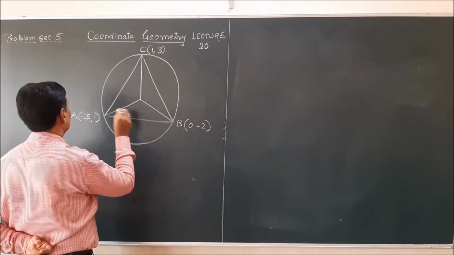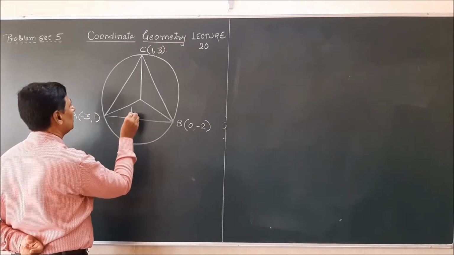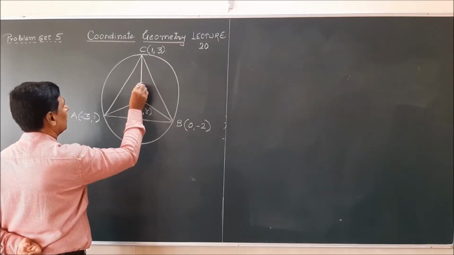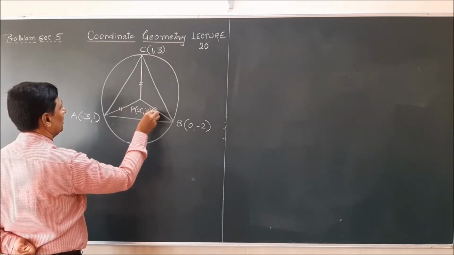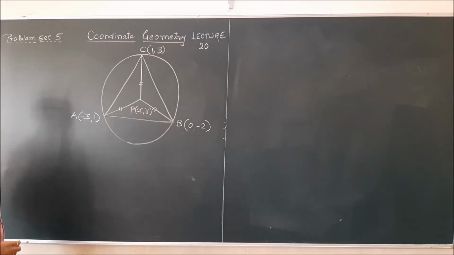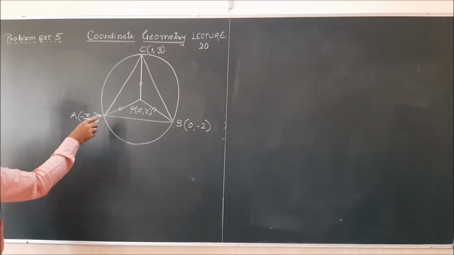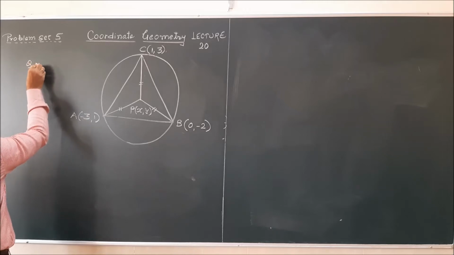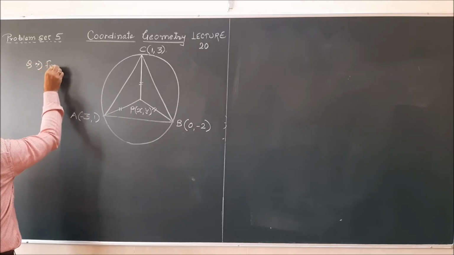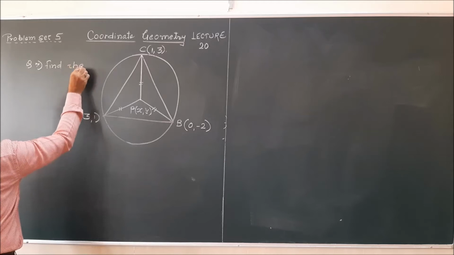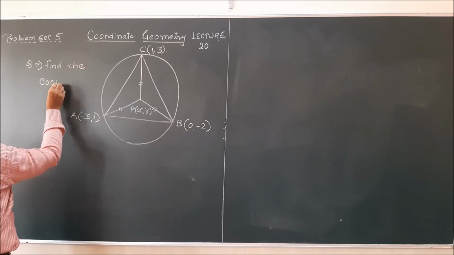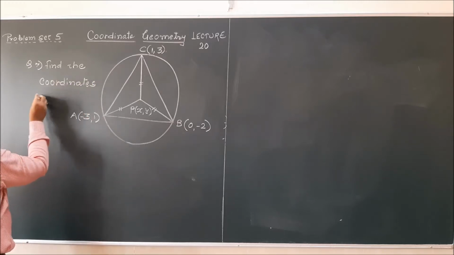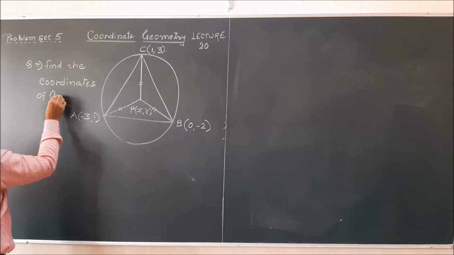Now please try to understand. I am going to take P (x, y) as the center of a circle, having the coordinates as x and y. So here, question number 7: find the coordinates of the circumcenter.